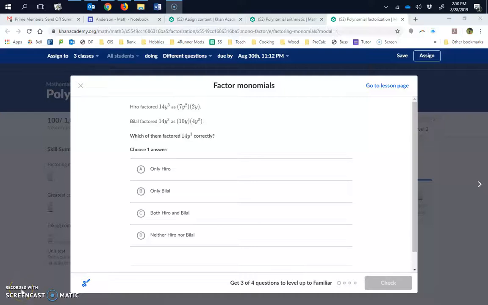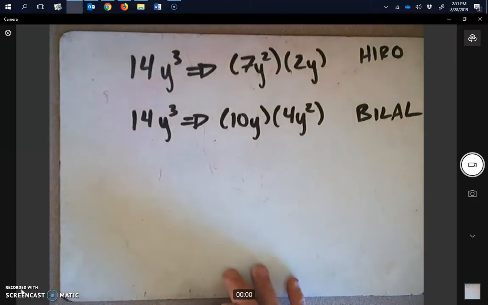All right, factor monomials. Remember, a monomial is just a single term. Now, instead of before, where we were multiplying two things together to create one term, or combining terms, we're going to be separating them. We're going backwards from the last little chunk of stuff. I have the first question written down over here in my own little way.